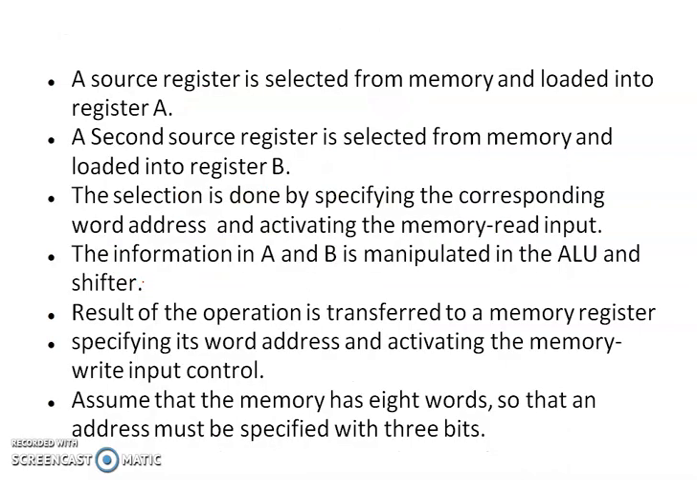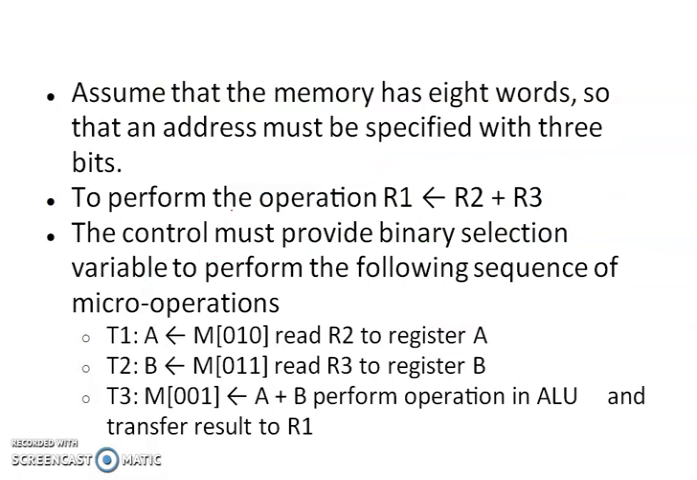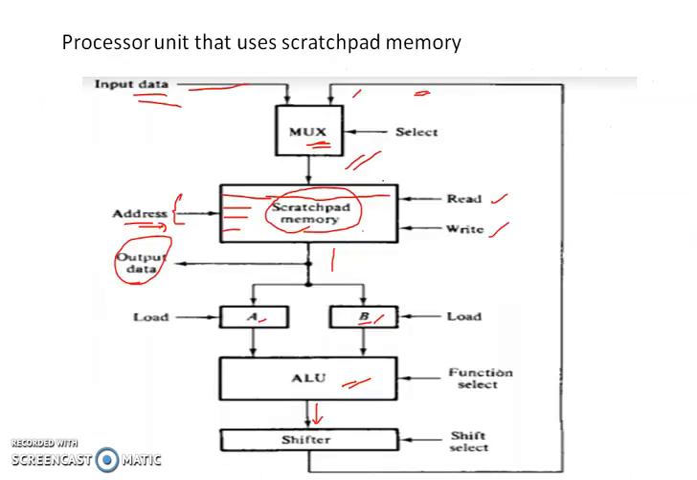Then here we can just see one more example, like here R1 is replaced with the addition of two registers R2 and R3. So here R1, R2, R3, they are the locations inside this ScratchPad memory. Okay, so let it be like R1, R2, R3.